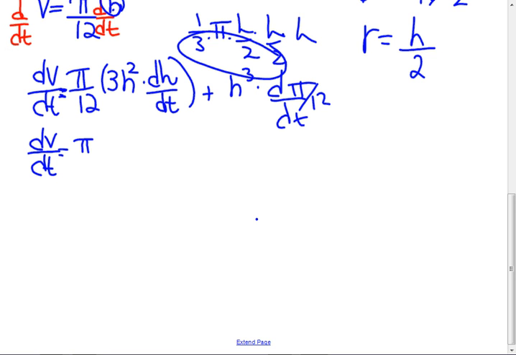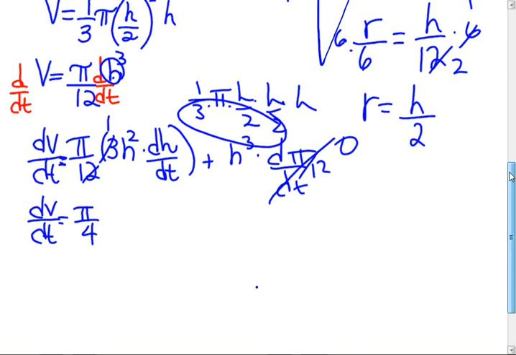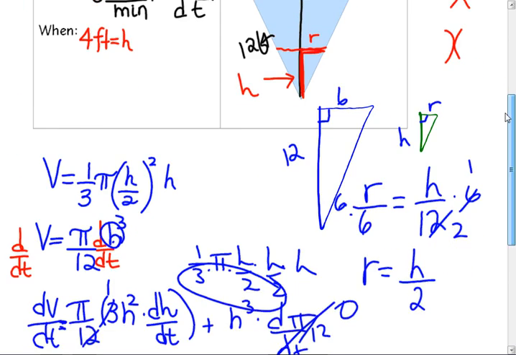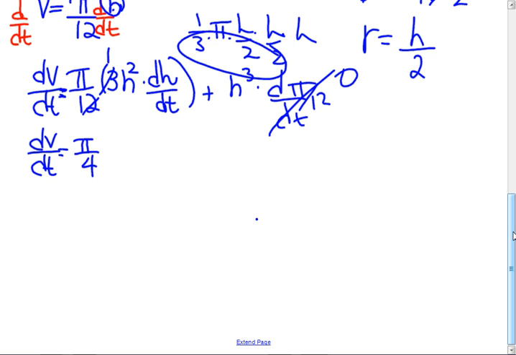What is that? That's 0. Remember, you can always pull the derivative operator inside a constant times a function. So this is pi over 12. Oh, can I reduce that? What's 3/12? Pi over 4. What's h? H was 4. So that's 4 squared times dh dt.